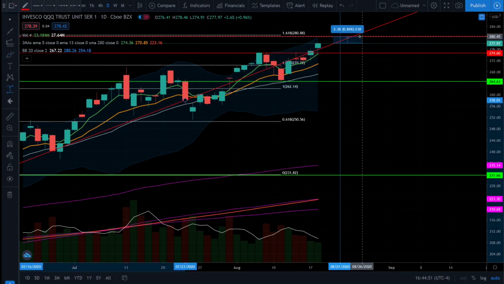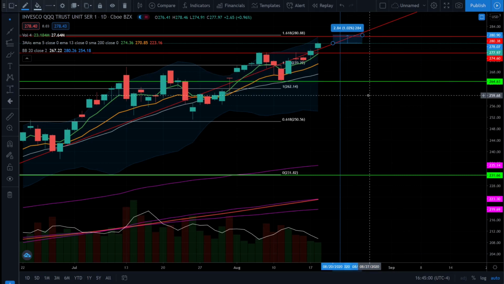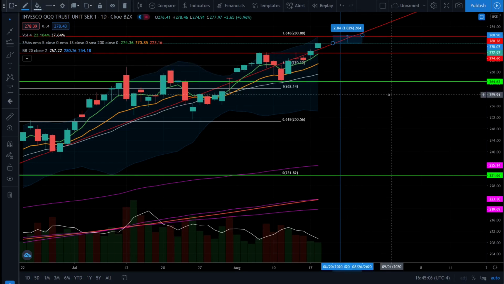Now, if we look at the upside potential to our price target, we have about 1% of upside until our price target is hit. Now, we went up about 1% today, so if we go up another 1% tomorrow, we will have hit our price target on the Nasdaq 100. So it looks like we're getting to our price targets on the S&P 500 and the Nasdaq 100 at about the same exact time with this current trend that we're seeing.